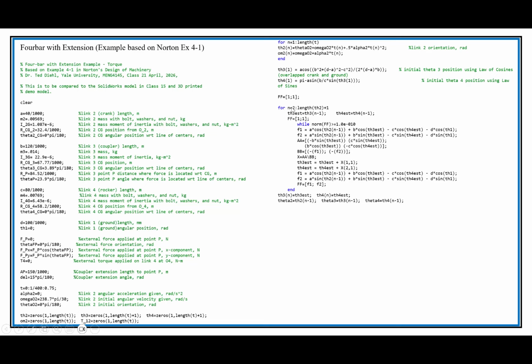I believe this is my initial location. So I'm going to get my, oh no, what's going on here? Let me see.